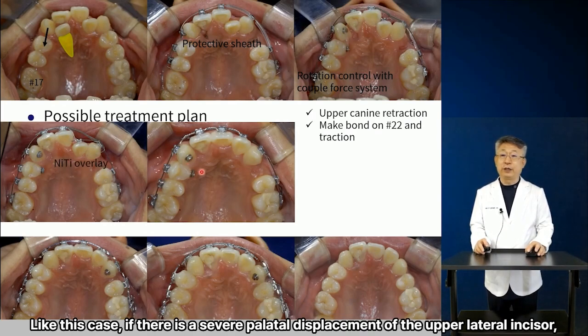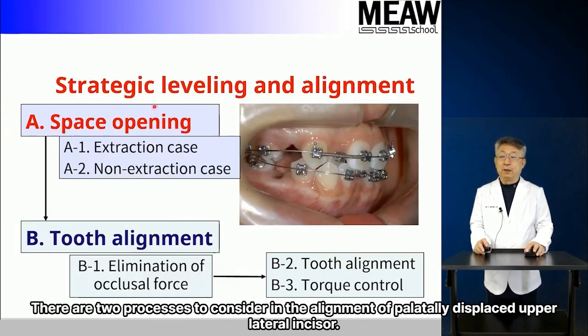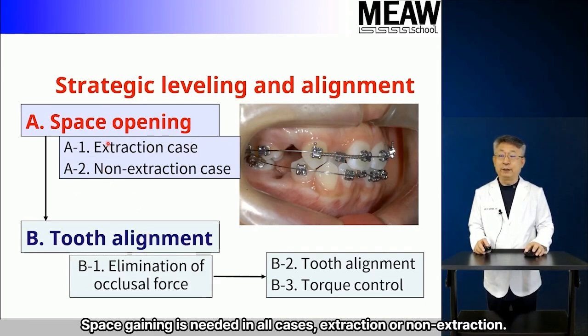Like this case, if there is a severe palatal displacement of the upper lateral incisor, the extraction of tooth 12 can make the treatment easier. There are two processes to consider in the alignment of palatally displaced upper lateral incisor. The first is creating space. Space gaining is needed in all cases, extraction or non-extraction.